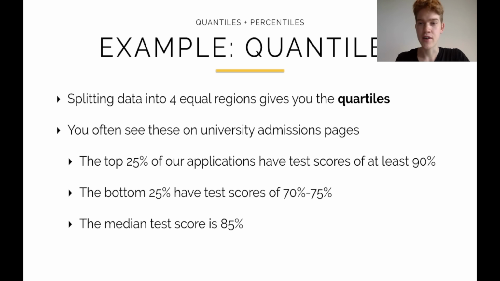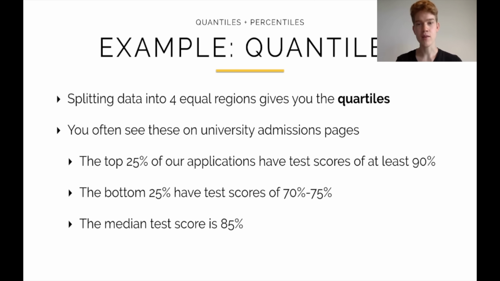All right, and so an example of a quantile would be something known as a quartile. And so that's when we split our data into 4 equal regions, hence the name quartile. So a quantile is the general name for doing this splitting procedure. And then if we say quartile, that means we're doing quantiles, but for 4 equal regions.